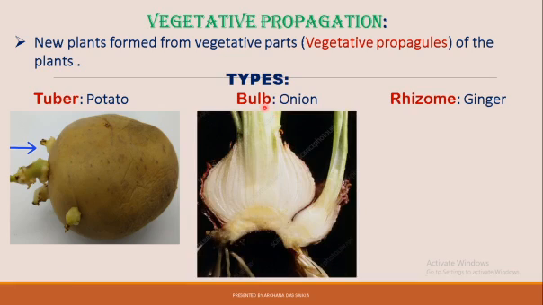Second type, bulb, in onions. Now this is a cutout portion of an onion, shown so that I could show you the internal structures. This is the basal region from which roots arise when they come in contact with a damp surface, similar to tuber. From this region some roots will arise and the upper portion will give rise to the shoot.